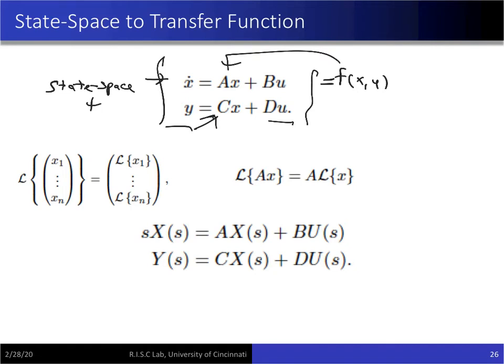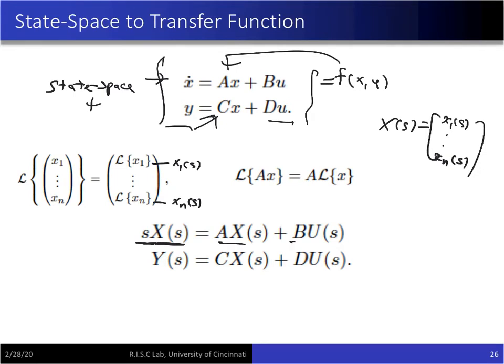As I said, but now when you are taking Laplace, this is a vector now, a vector of n states. So x of s is x1(s) to xn(s), the individual Laplace transform of each state. So this is x1(s), this is xn(s). And basically it's a first order differential equation, so s times x(s) equals A x(s) plus B u(s). When we take Laplace on both sides, we get this equation in the s domain.